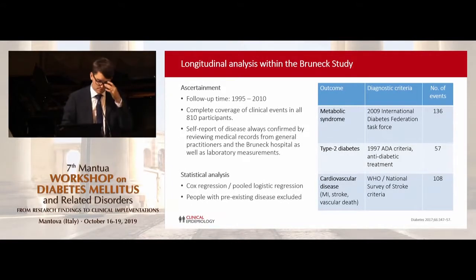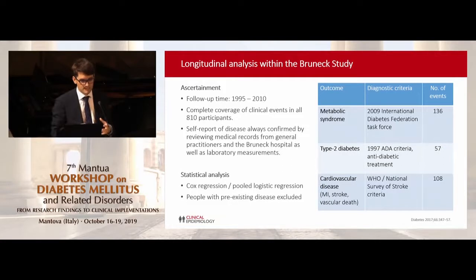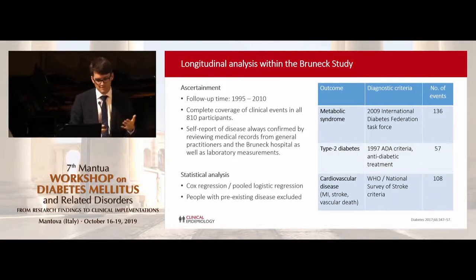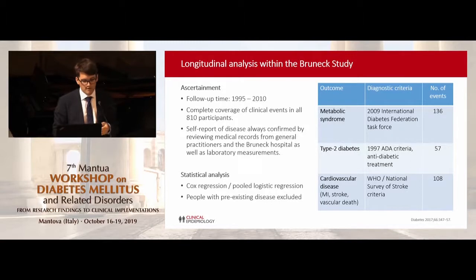The Bruneck study is really quite comprehensive, and there's a close and good collaboration between the Medical University in Innsbruck and the local hospital there. Also, there's a huge advantage that the participants there are not very mobile. You have very little in and out migration of that catchment area, and that helps you to really trace people over time quite well. So we can really say that we have complete coverage for clinical events in all our participants, which is quite rare.